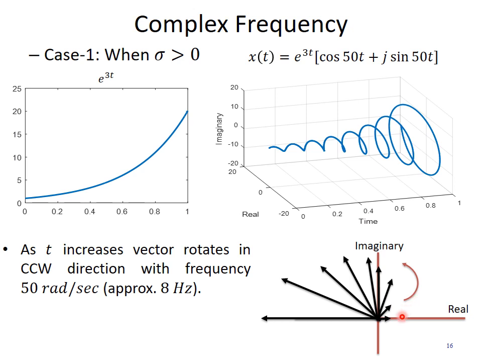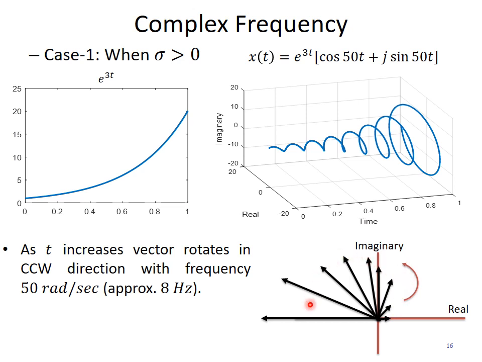And if we represent this in the complex plane by a vector, you can see that initially, when time is 0, the magnitude of the vector is very low, equal to 1. When time is increasing, the magnitude of the vector is also increasing with time, and it is rotating in the counterclockwise direction. So 50 radian per second frequency is approximately equal to 8 hertz.